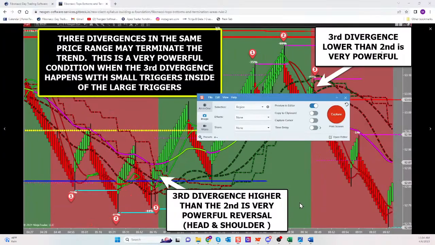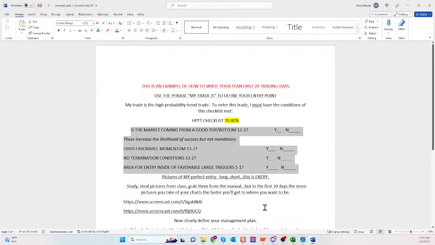What are the conditions that need to be evaluated? Do you have odds favorable momentum? Do you have no termination conditions? Do you have an area for entry inside of favorable large triggers? That's it, Shogun. That's all you're doing.